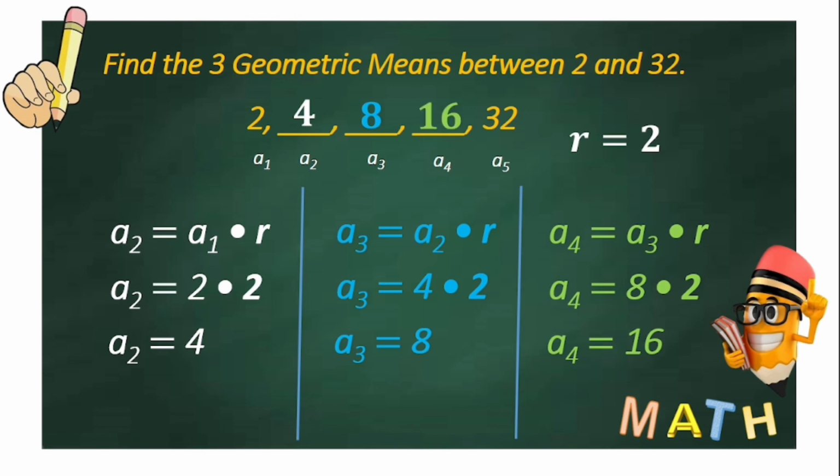There you have it, the three geometric means between 2 and 32. I hope you learned something from this video.